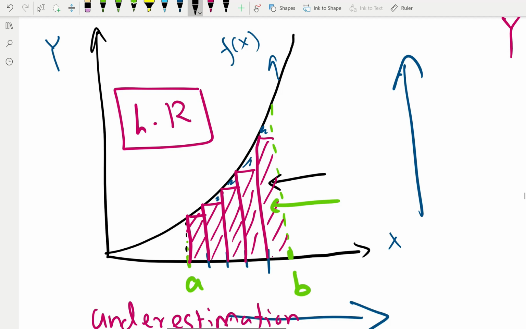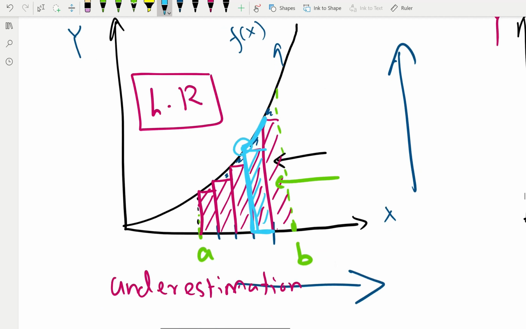Actually, it makes sense. Think about one particular subinterval. In this subinterval, we use the leftmost point to create the rectangle, so the height is the left endpoint. Since this is an increasing function, this leftmost point is the smallest point in that subinterval, so it creates the smallest height. Then of course you're going to get an underestimation, because your rectangle is going to be under the curve.